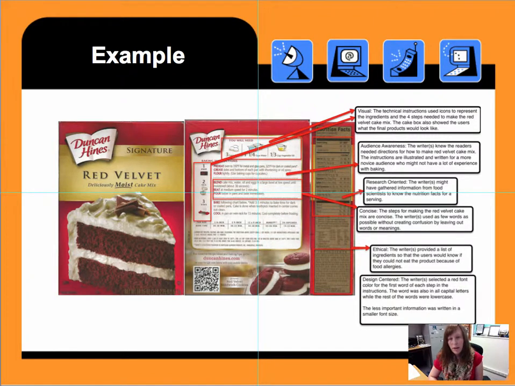Now that you've taken a look at an example of a cake mix box that illustrates characteristics of technical communication and professional communication, you're ready to move on in this module.